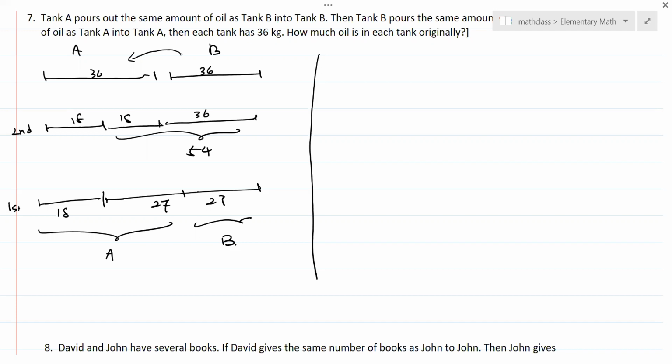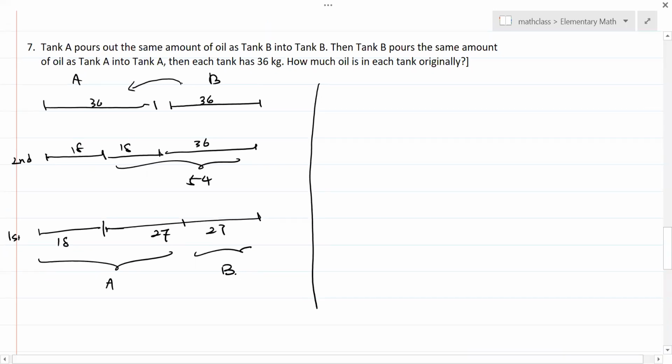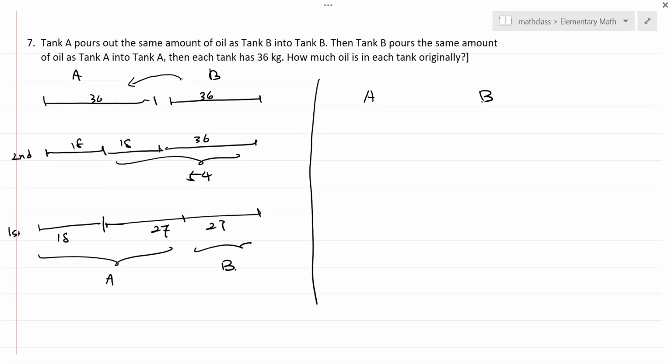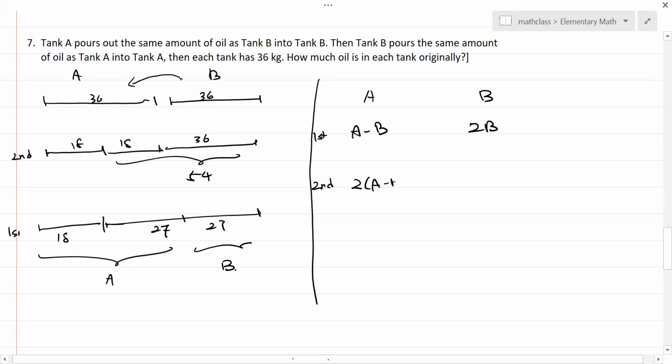And how do we solve it using equations? If you want to use equations, then you have to denote by A the original amount in tank A, and B the original amount in tank B. Then you read the first sentence: tank A pours out the same amount as B into tank B, so that tank B is doubled. So A minus B, because you pour out the same amount as B into B. That's the first action. Then the second action, you have to double what is in tank A, then from tank B, you subtract the amount of oil in tank A. So finally, each of them has 36.